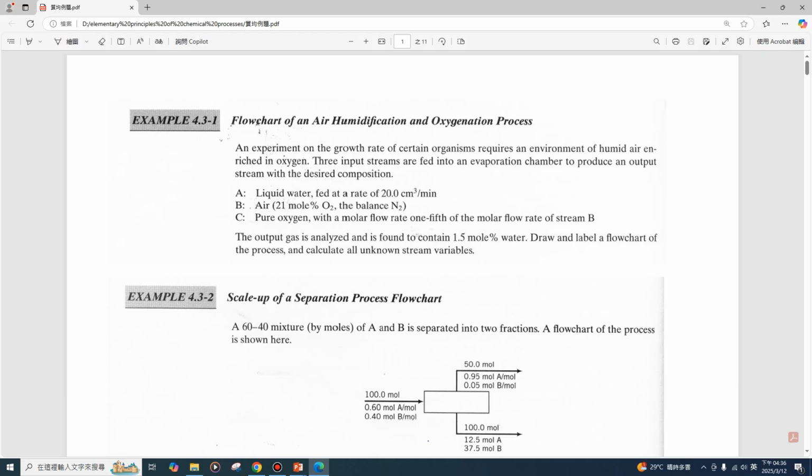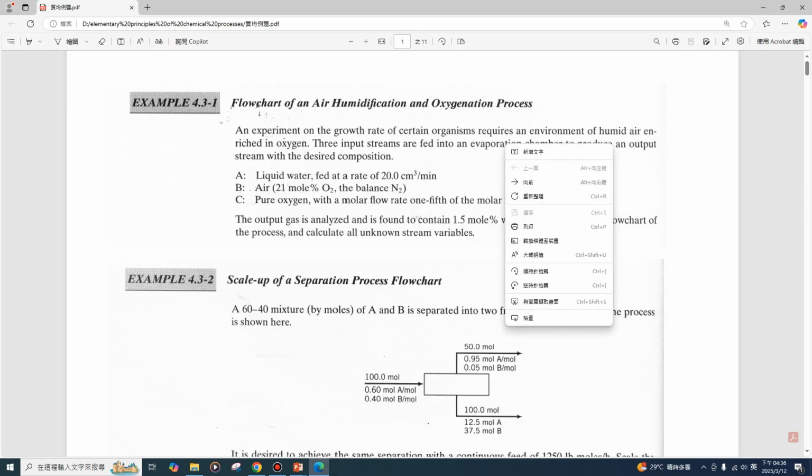Okay, so this is the information you know, and the output gas is analyzed and is found to contain 1.5% more water. So they tell you that once you have the output, you have 1.5% of the water. The question asks you to draw and label a flow chart of the process and calculate all unknown stream variables. So you have some knowns, you have some unknowns, and this exercise asks you to find out all the unknowns. Okay, let me show you how we do it in this case.